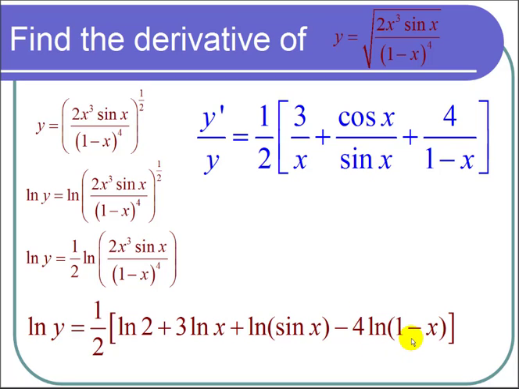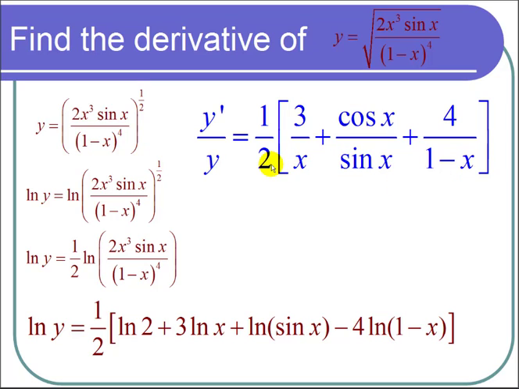Then the derivative of the natural log of 1 minus x, I use the chain rule again. The derivative of 1 minus x is just negative 1, so this minus sign becomes a plus sign because of the negative 1, and there's my plus. And then we have a 1 over 1 minus x times 4, or 4 over 1 minus x. So now that I've taken my derivative, I can simplify.